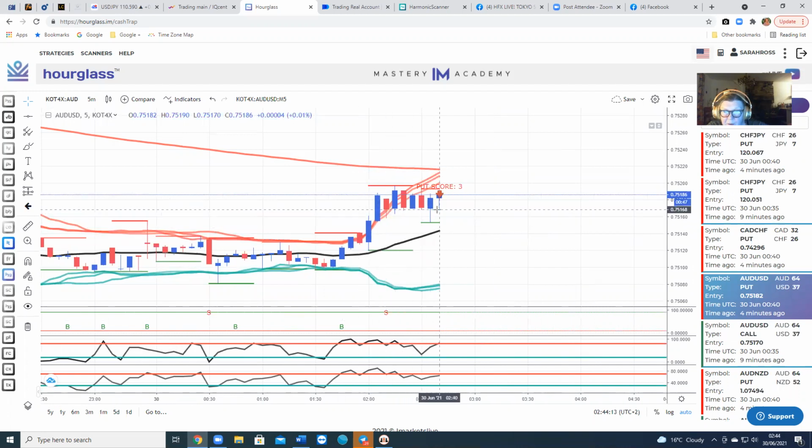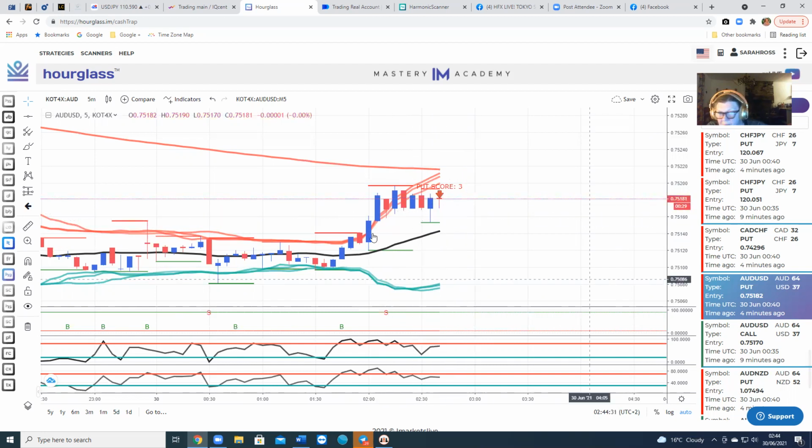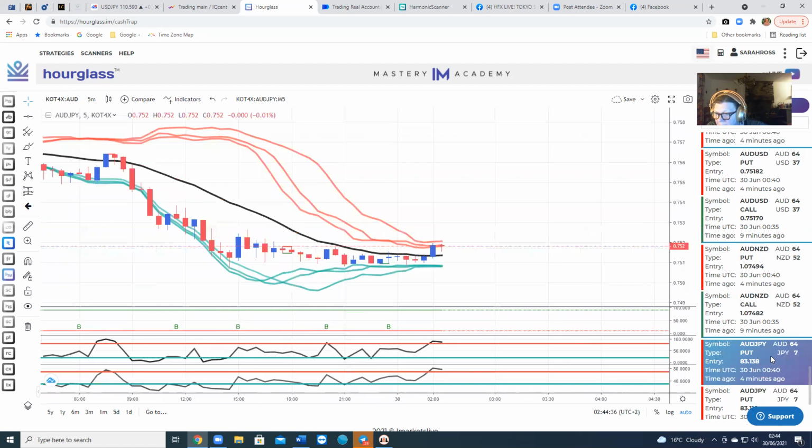Just ranging along there. So quite tight entries required because of the range it's in. And it's below that 200 moving average, but it's above the midline. So you need to be very precise on pushing the button. We are time-based traders, particularly if you're trading AUD/USD. And AUD/JPY 64 to 7.